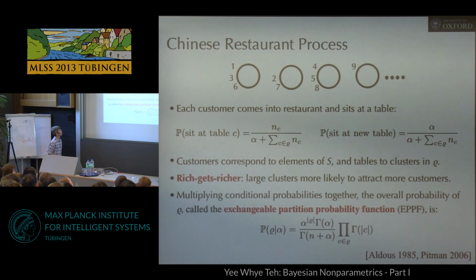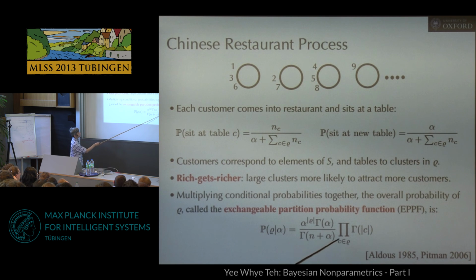Okay? You can multiply all of these conditional probabilities together. So you take the first customer coming in, there's no choice involved, so there's no conditional probability. Second customer, you can write down the probability of sitting with the first customer or at a new table, and you can just write down all of these conditional probabilities and multiply them together. That's going to give you the overall probability of your partition rho. Okay? And you can work out that this overall probability has a functional form which looks like this.